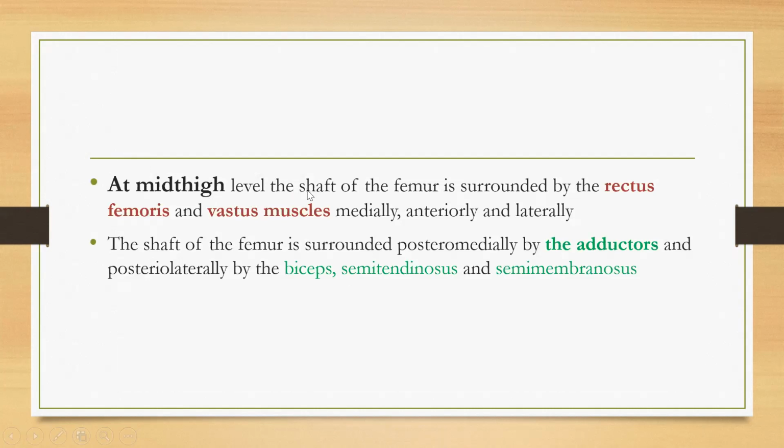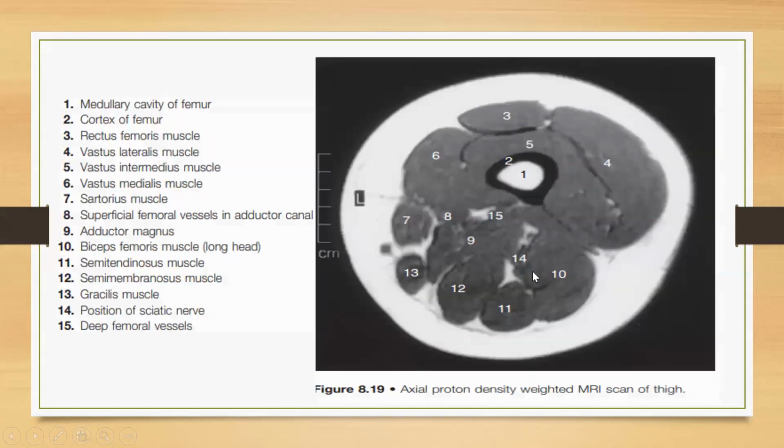At the mid-thigh level, the shaft of the femur is surrounded by the rectus femoris and the vastus muscles medially, anteriorly, and laterally. The shaft of the femur is surrounded posteromedially by the adductors and posterolaterally by the biceps femoris, semitendinosus, and semimembranosus.